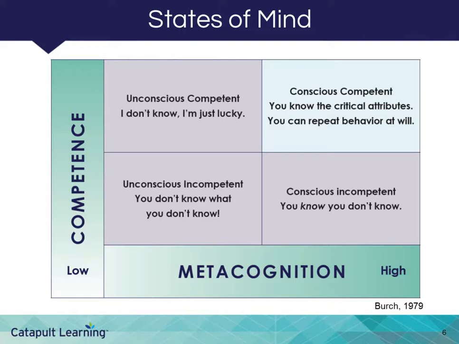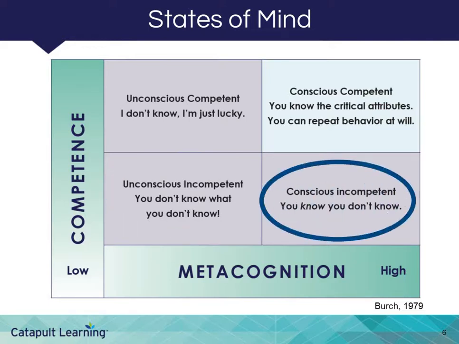Starting off in the lower left corner, we have low competence and low metacognition. Plainly put, you don't know what you don't know. In terms of instruction, these teachers are unaware of best practice and need a systematic approach to their instruction. Because of their low metacognition, they are unaware of a need to change their teaching methods.